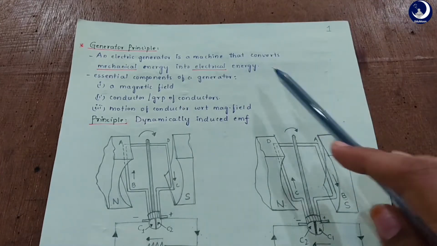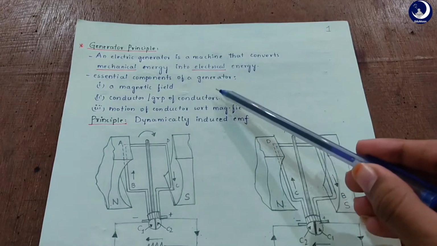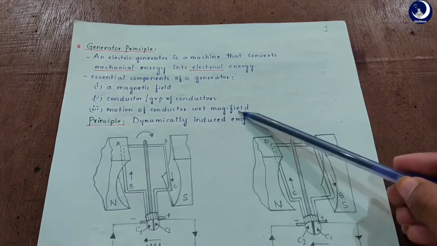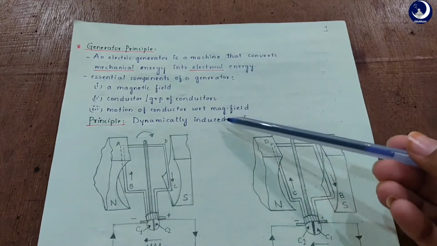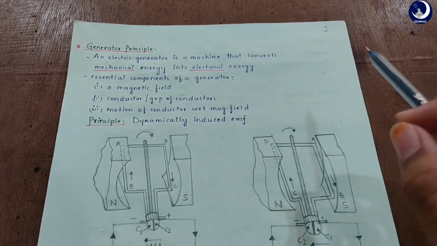So, the essential components of a generator are a magnetic field, a conductor or a group of conductors, and then motion of the conductor with respect to the magnetic field. Here the principle is dynamically induced EMF. So let us look at a simple loop generator.